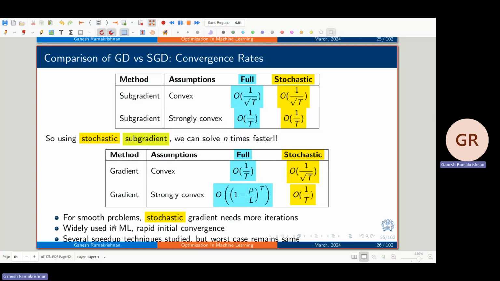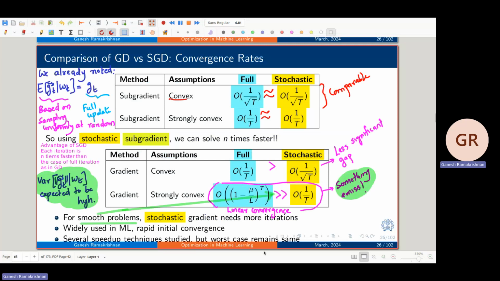Yeah, so there are lots of speed up techniques we'll talk about. And this is just a summary, right? For strongly convex, the inequality is much bigger, which is a problem. We're not happy. Hopefully, acceleration will help, right? I don't know. We'll see. This is a slightly smaller gap. And the overall challenge is that the variance of the norm of gradient seems to be expected to be high. So each iteration is n times faster than the case of full iteration. So that's a big advantage you have. You cannot forget that. But there's going to be variance, which you want to reduce.